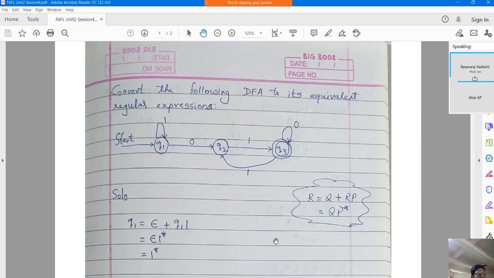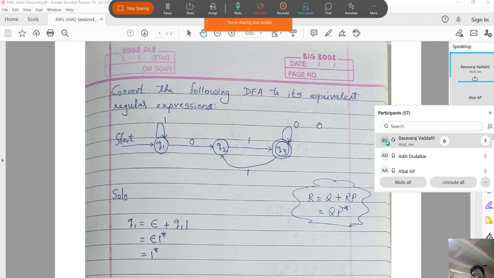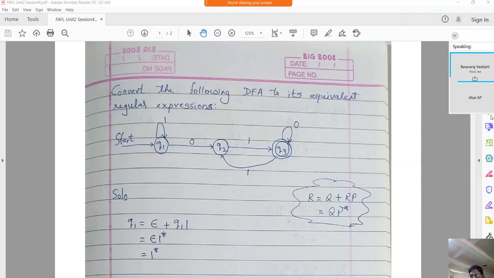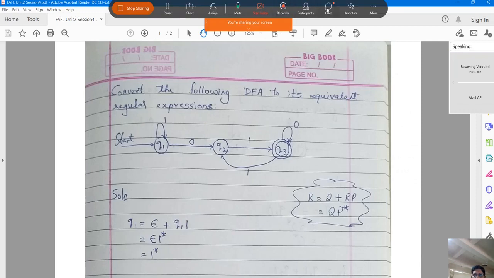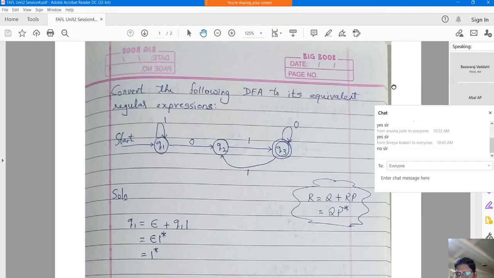Is it clear? Any clarifications here, please? Any doubts at this point? This is the most important thing. Any doubts at this junction? Okay, then what we have written now is the formula for state Q1.